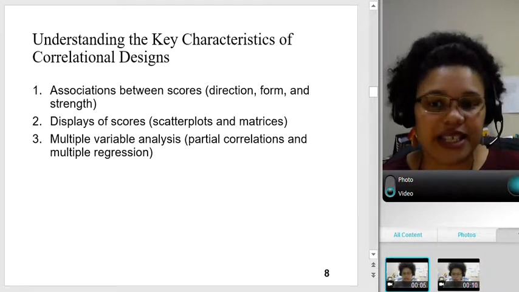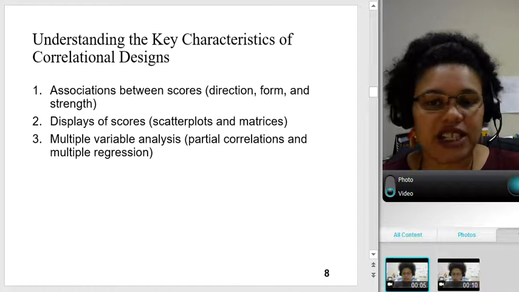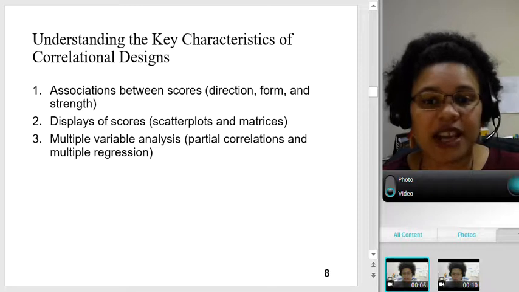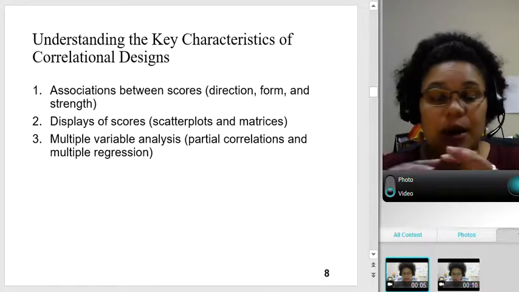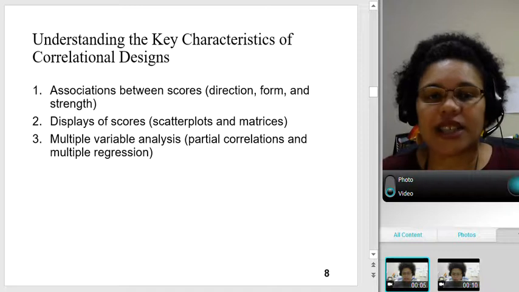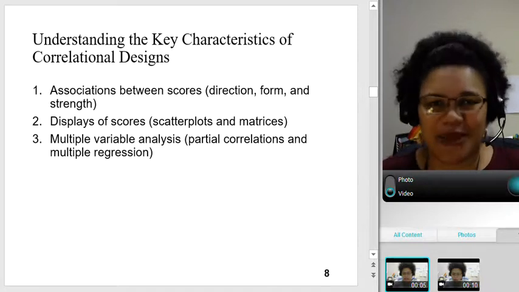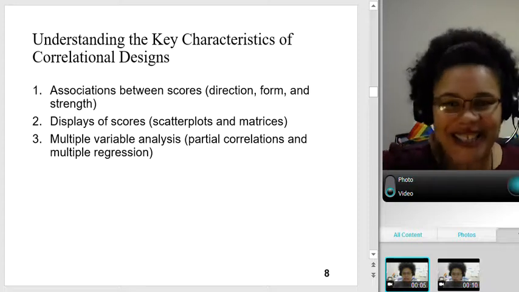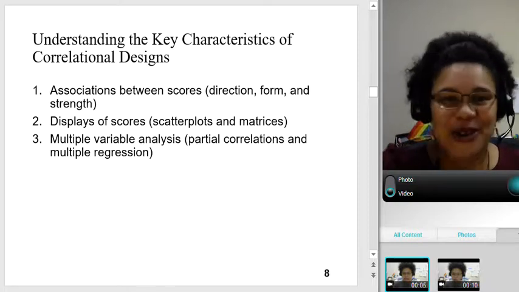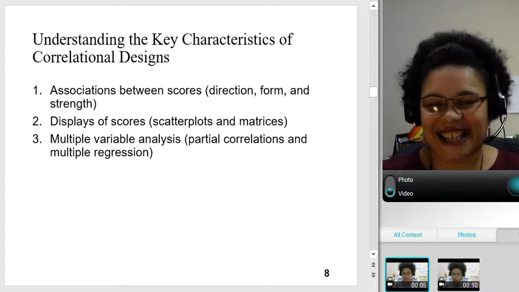Key characteristics of correlational designs are the associations between scores, and we're going to get more into each of these three things, the display of scores, and then multiple variable analysis is included under this umbrella of correlation designs. We're not going to talk about that very much because that is for a later course when you all are in the doctoral program.